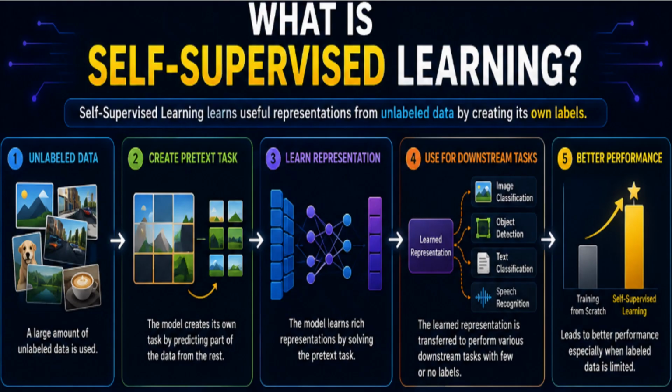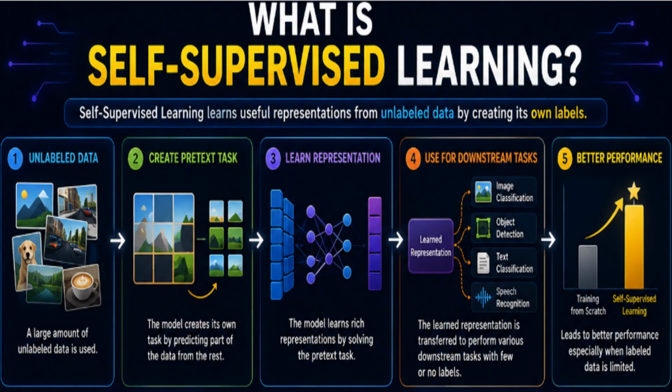Self-supervised learning learns from unlabeled data without needing human-created labels. First, the model creates its own learning task called a pretext task. For example, it might predict a missing part of an image or the correct rotation of an image. By solving these tasks, the model learns useful patterns and features from the data. These learned features are then used for real-world tasks such as image classification, object detection, text classification, and speech recognition.